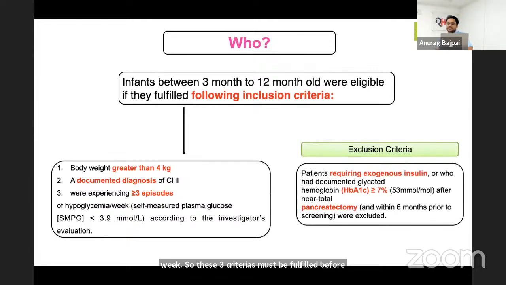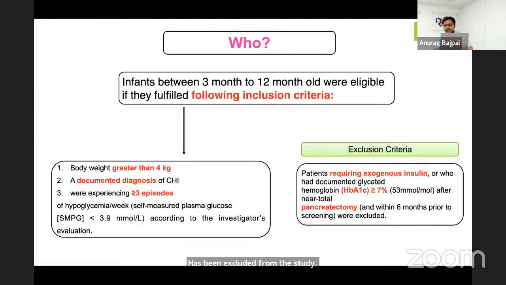In the exclusion criteria, patients who had been treated with subtotal or near total pancreatectomy, and those who had developed or required exogenous insulin and had an HbA1c level of more than 7, were excluded from the study.